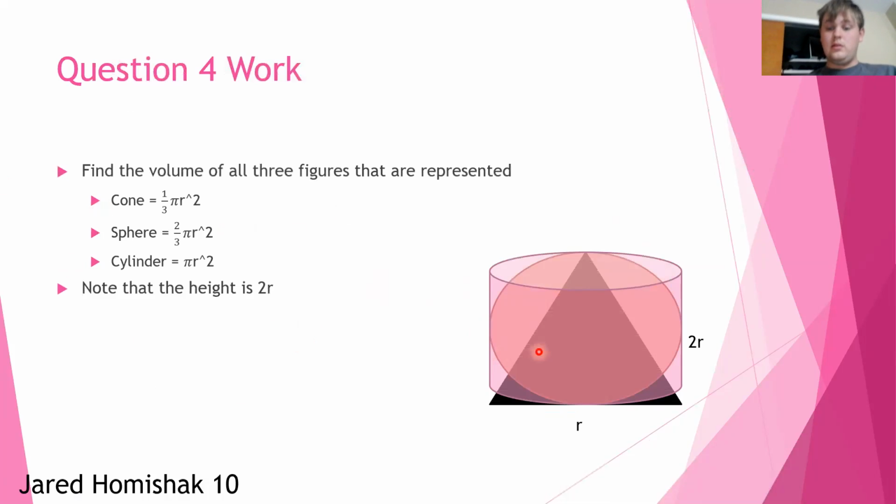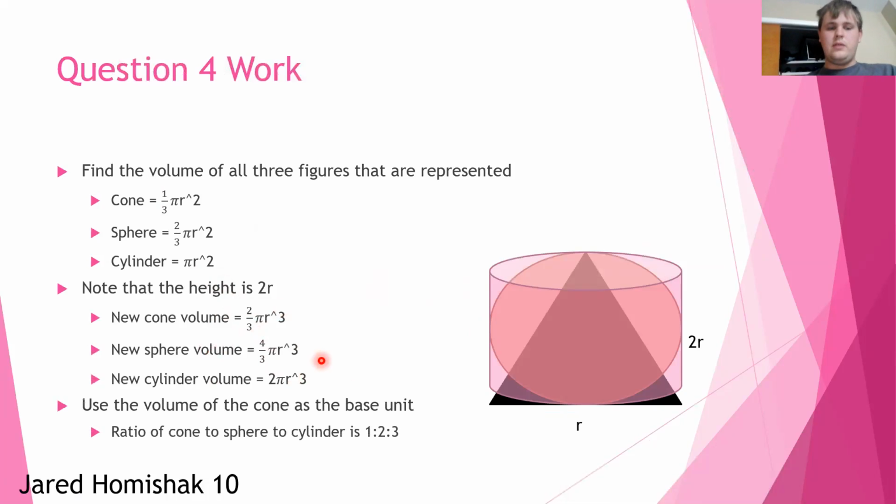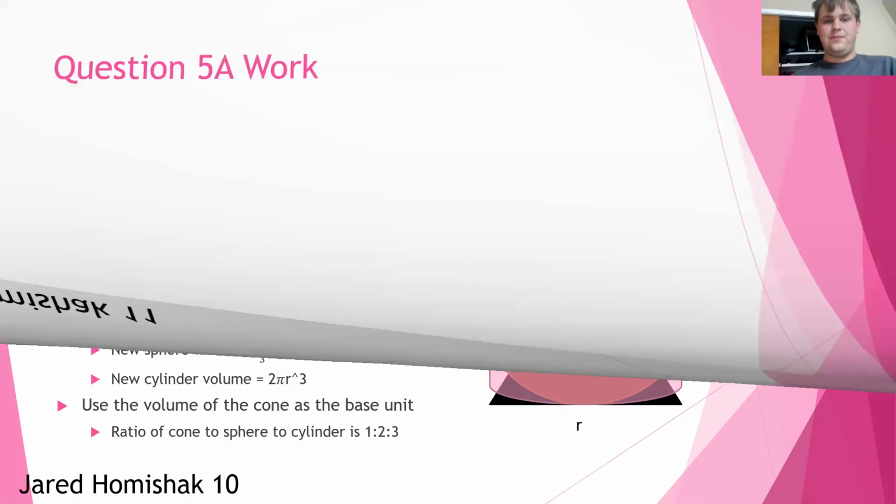Now, the height is 2r compared to our base, which is just simply length r. With this in mind, we can apply these to our new formulas right over here by doubling their length. 1/3 becomes 2/3, 2/3 becomes 4/3, and pi becomes 2 pi. So with this in mind, our ratio turns out to be 1 to 3, no matter how the multiplication comes out. And that's the concept being applied for question 4.